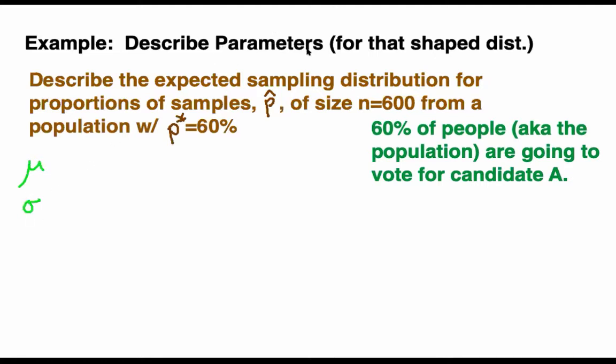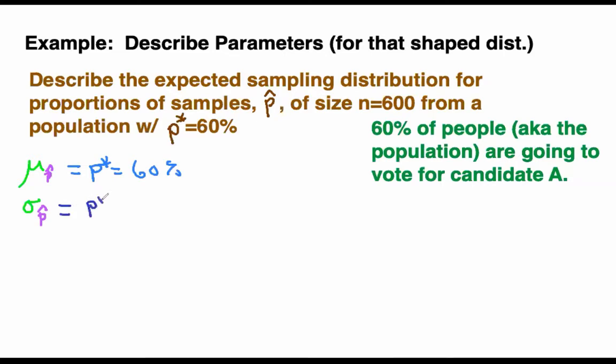If we've got a normal distribution, we want to describe the mean and the standard deviation. Now remember, what is it the mean of? Well, it's the mean of all possible sample proportions, and the standard deviation of all possible sample proportions. For the mean, this is just P star. We know P star is 60%, so the average of our normal distribution is at 60%.